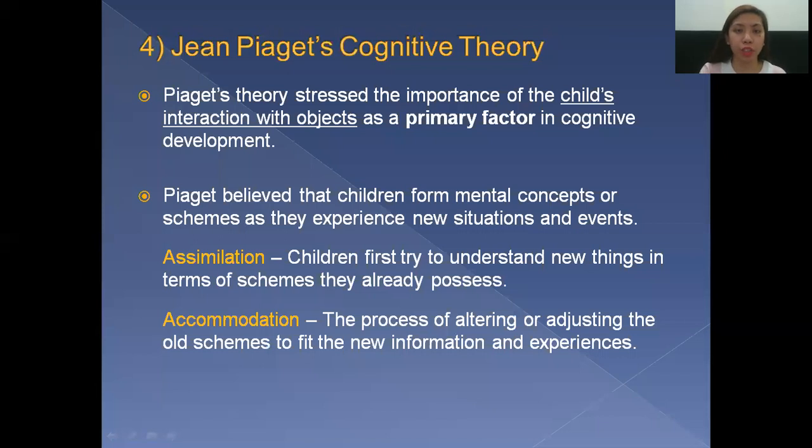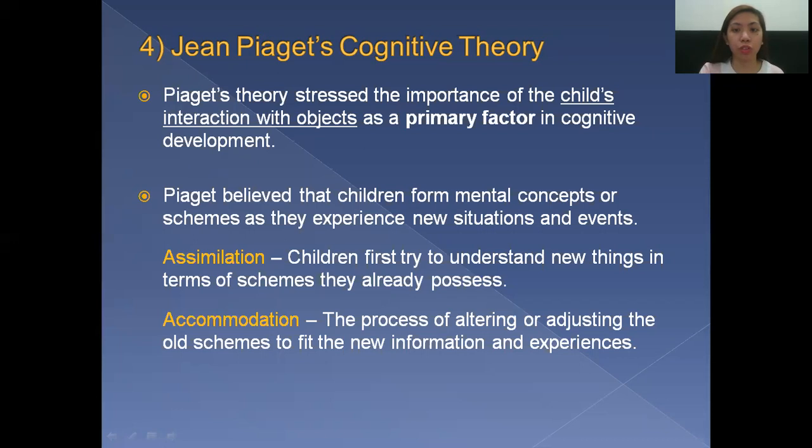Next, we have Jean Piaget's cognitive theory. He stressed the importance of the child's interaction with objects as a primary factor in cognitive development. He believed that children form mental concepts or schemes as they experience new situations and events. For example, you point to a picture of a dog and tell your students that's a dog. The child will then form a scheme for a dog that looks something like that in the picture.